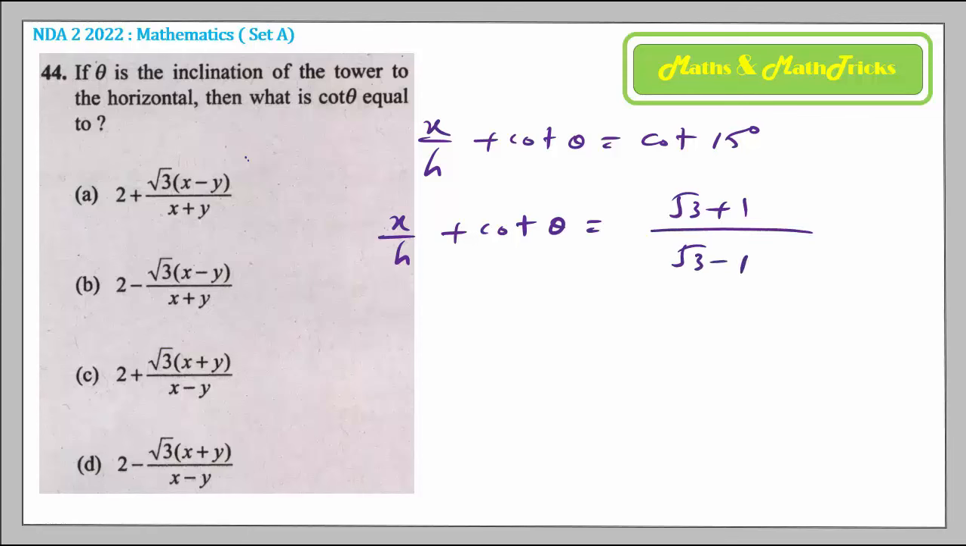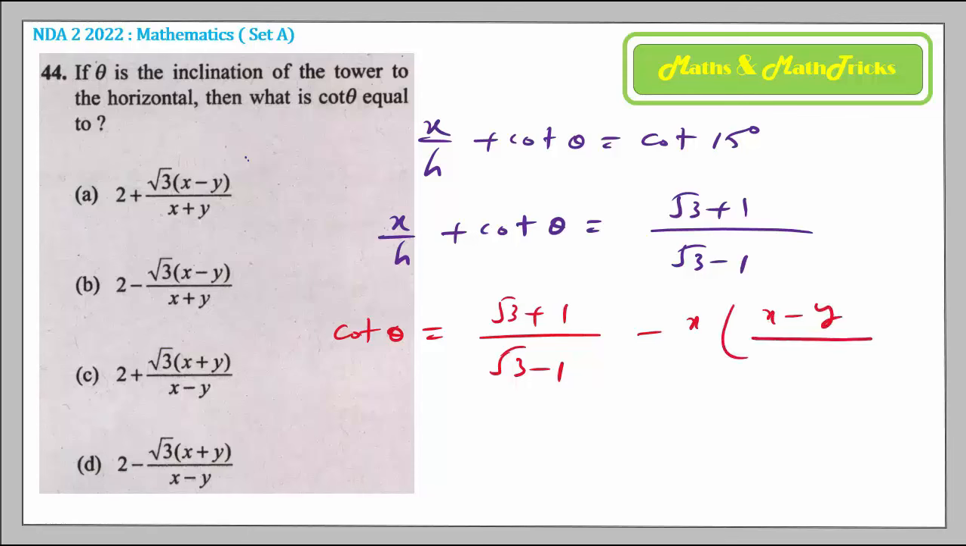Now what you can do here with this x by h, here h is in terms of x, y. So cot theta is equal to root 3 plus 1 by root 3 minus 1 minus x by h. What was the value of h? I am writing its reciprocal now. So it is x minus y, 2 root 3 by, we will get the reciprocal of h. 1 by h we have, with x. So it will be 2 root 3 by x minus y. So this is what we have.